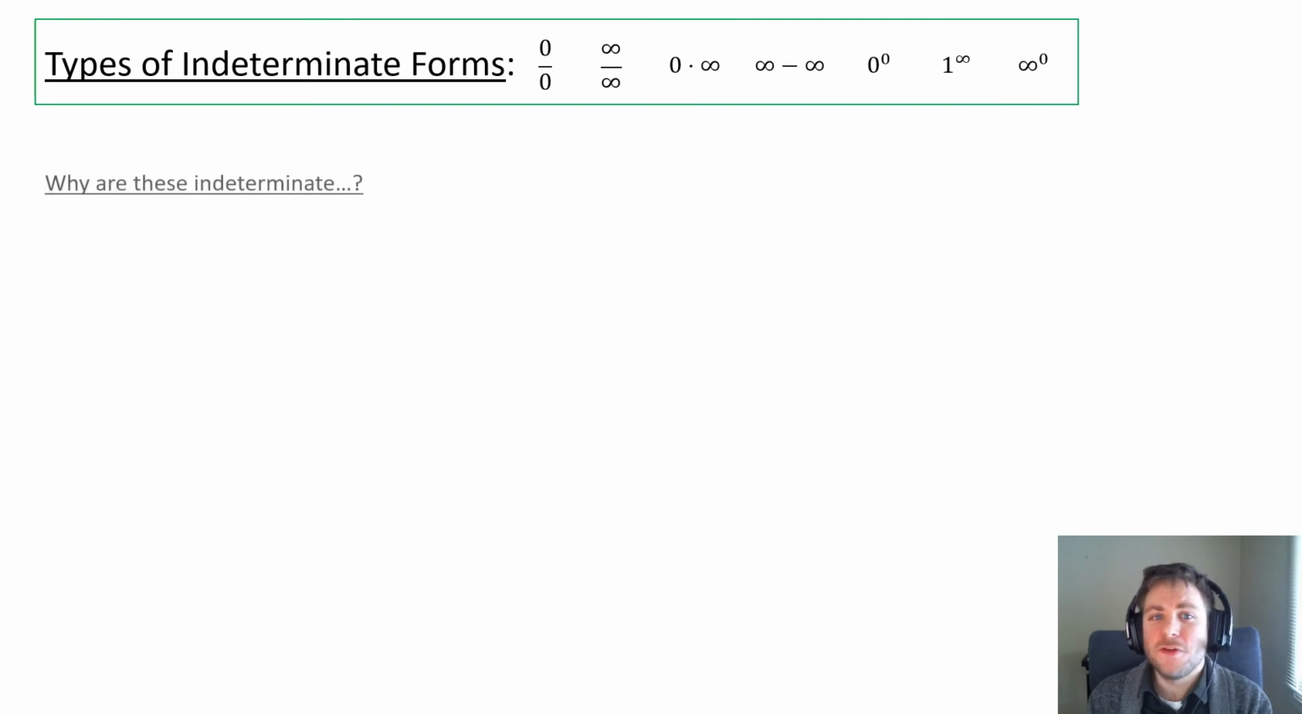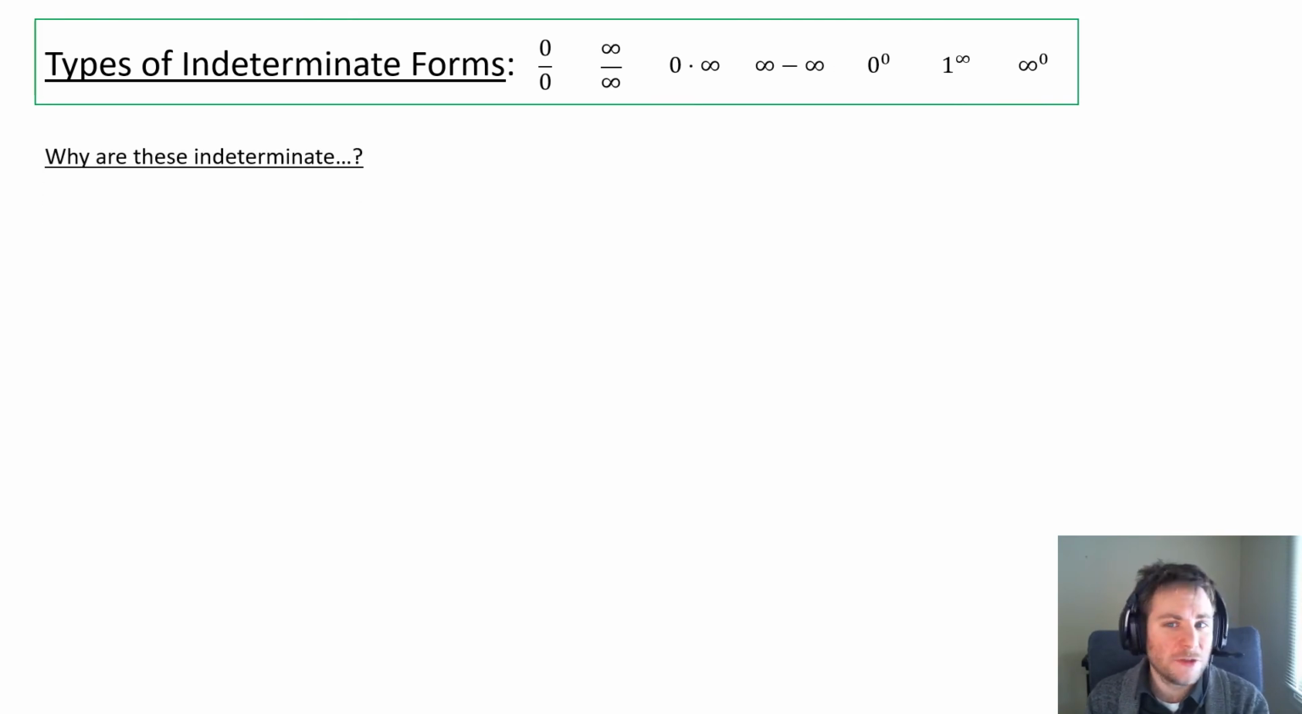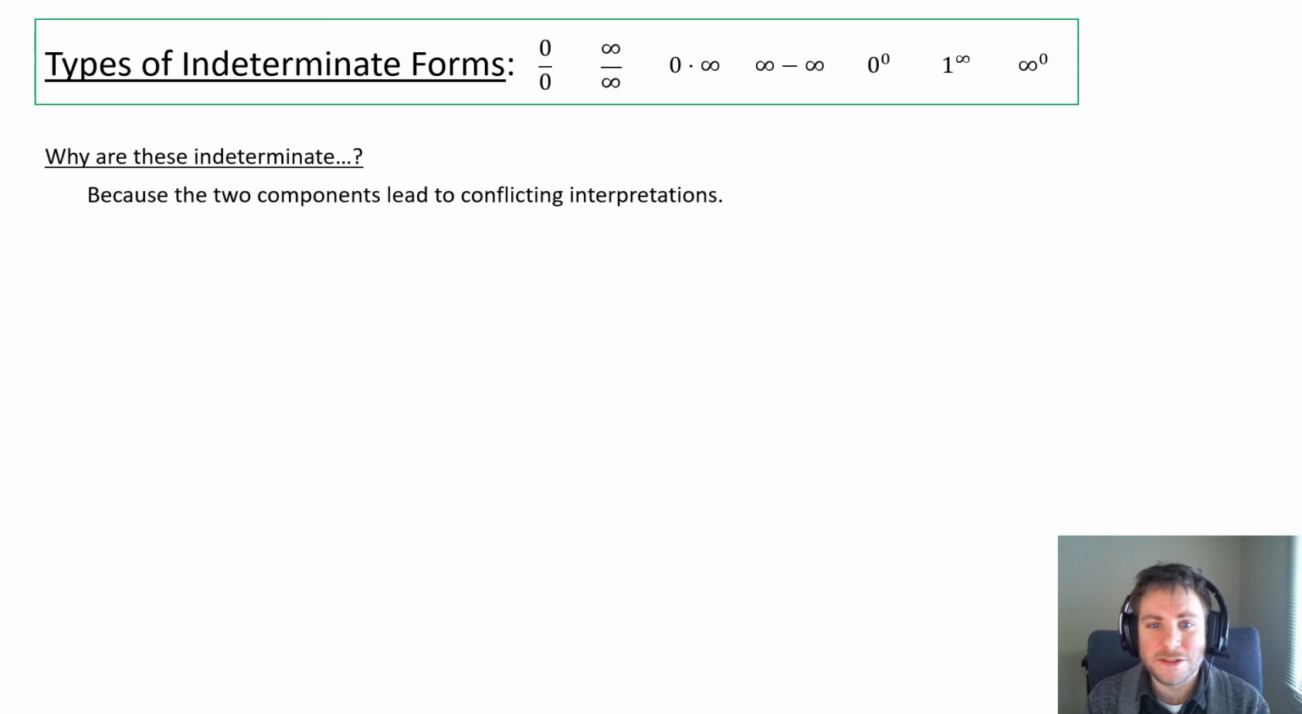Now, I wouldn't blame you if you didn't completely understand why some of these are considered indeterminate, so let's talk about that quickly. In general, the reason is because you'll notice that all these types have two components in them. And each of those components lead us to conflicting interpretations. Let me show you what I mean by that.